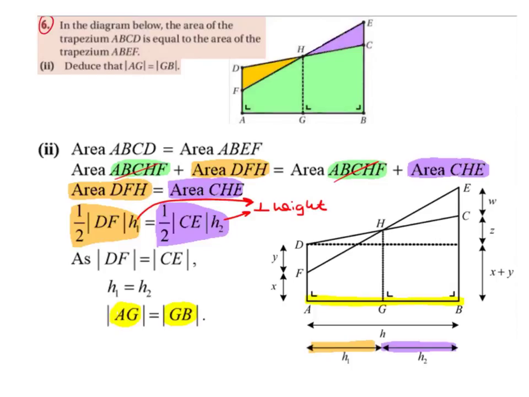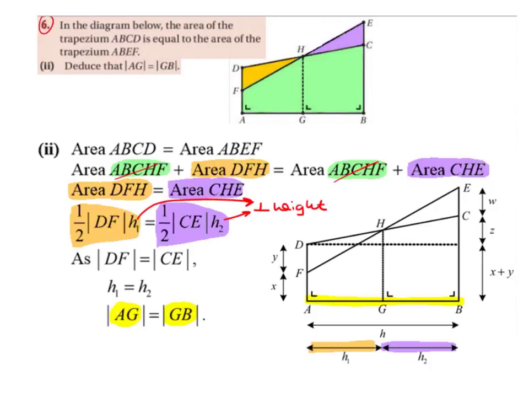So since DFH and CHE are both triangles, we're going to use the triangle formula for area, so half times base times height. For DFH, this orange triangle, it's going to be half multiplied by DF, which can be the base, multiplied by the height, which is going to be H1. So this is going to be our height, H1, at the bottom here, which matches up with AG.